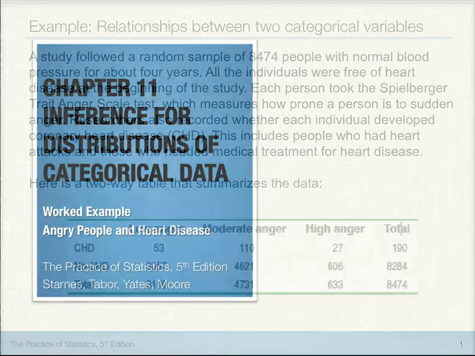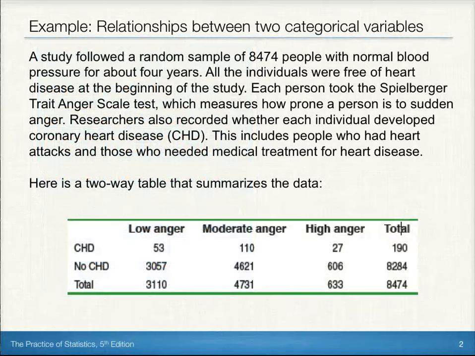Example, we'll take another look at relationships between two categorical variables. A study followed a random sample of 8,474 people with normal blood pressure for about 4 years. All the individuals were free of heart disease at the beginning of the study.